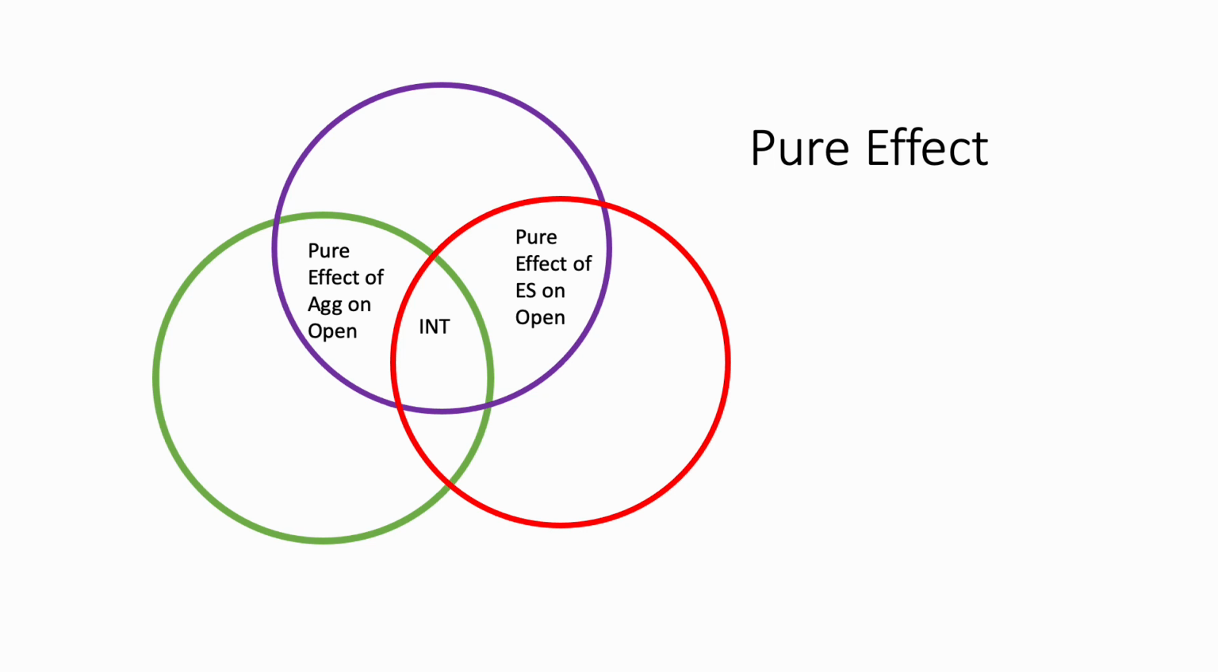These are all pure effects. If you look, the effect of emotional sensitivity on openness to experience does not include any of the agreeableness or the interaction. The effect of agreeableness on openness to experience does not include the interaction or emotional sensitivity, and the interaction doesn't include either emotional sensitivity or agreeableness. So this is the idea behind multiple regression.